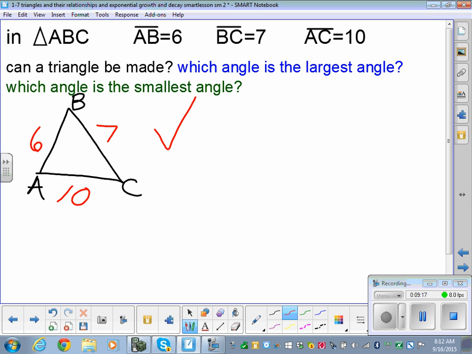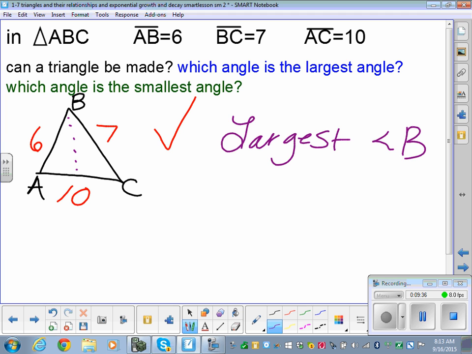Okay, now it's asking us, which angle is the largest angle? Well, it's going to be across from the largest side, so find the largest side. That is 10, right? So the angle across from that would be angle B. So our largest is angle B. Okay, let's look at the smallest. You'll find the smallest side, which is 6. So the angle across from that is angle C. So our smallest is angle C. Any questions on that?